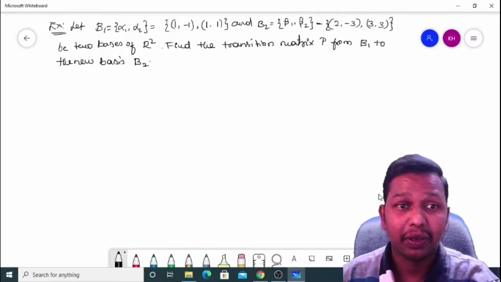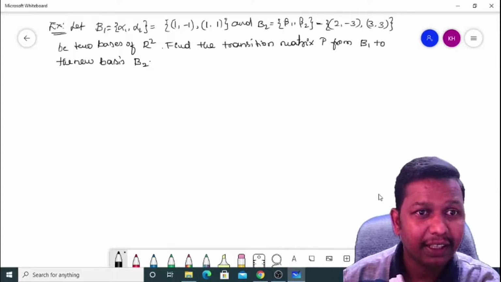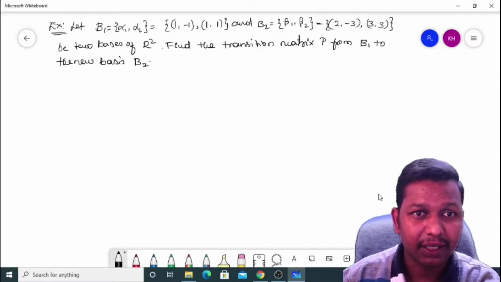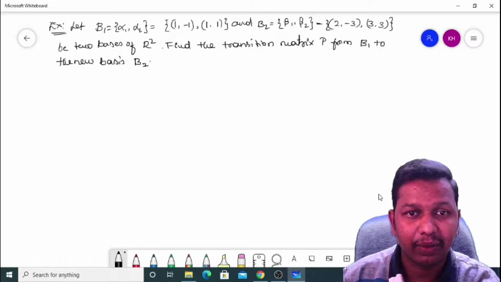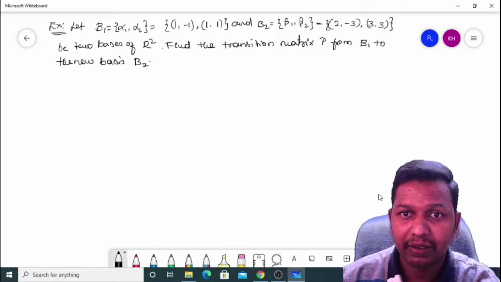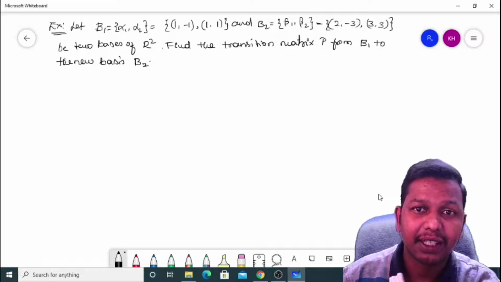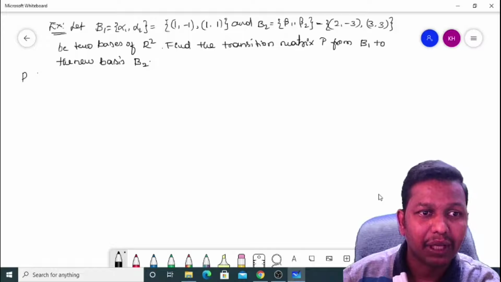Let's see one example on that. Let B1 equals alpha 1, alpha 2, which is nothing but the set of (1, minus 1), (1, 1), and B2 equals beta 1, beta 2, where beta 1 is (2, minus 3), beta 2 equals (3, 3), be two bases of R2. Find the transition matrix P from B1 to the basis B2.